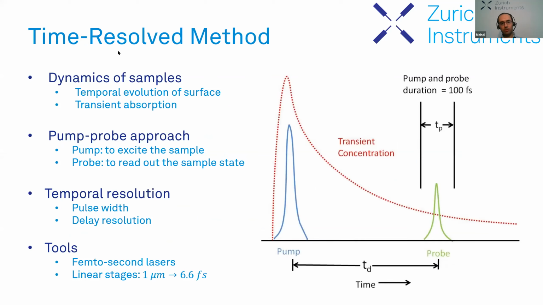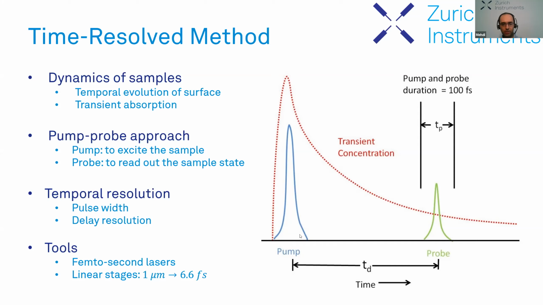Now let's look at the time resolved technique. With scanning microscopy, you get high spatial resolution, but usually your sample is static or in a steady state. But what happens if you would like to see the dynamics of your sample, or if the surface is evolving in time, or you would like to see the transient absorption or emission of a sample? In such a situation, there is a technique called time resolved, and with that you can measure the temporal evolution of your sample.